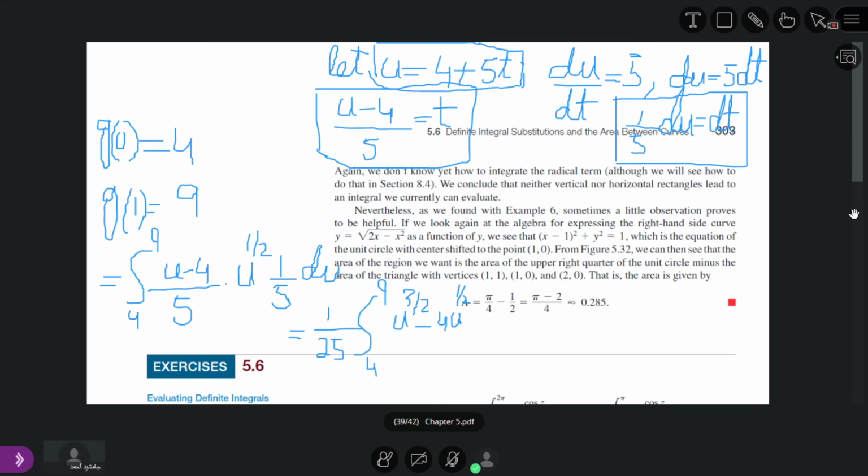du. Now what is antiderivative of u power 3 by 2? We increase 1 in the power, and divide by the new power. So what is the power of u? 3 by 2. So 3 by 2 plus 1, how much?